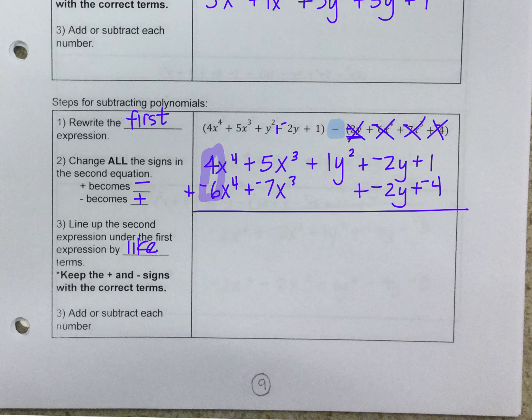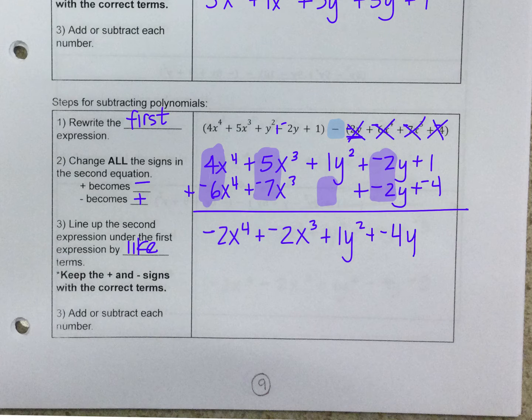So 4 minus 6 gives me a negative 2x to the 4th. 5 plus negative 7 gives me a plus negative 2x to the 3rd. This guy doesn't have anything, so I'm just going to bring him down. Plus 1y squared. Negative 2 plus negative 2 is a plus negative 4y. 1 plus negative 4 is plus negative 3. And I'm done. Let's flip over to the other side and we'll do a couple more examples.